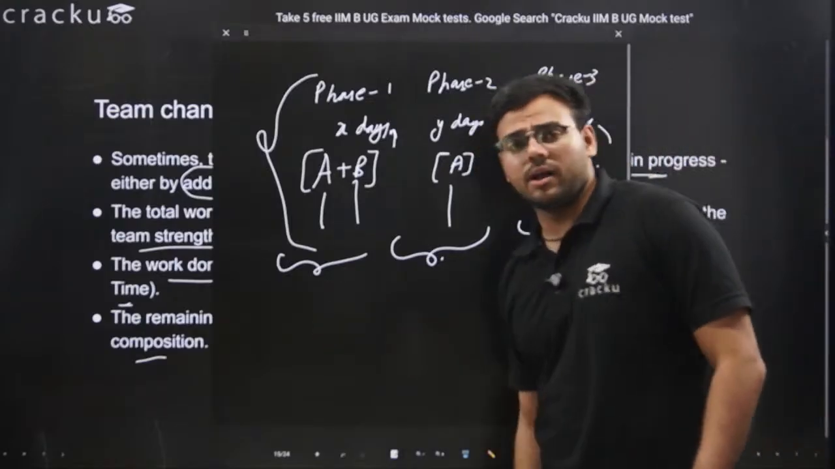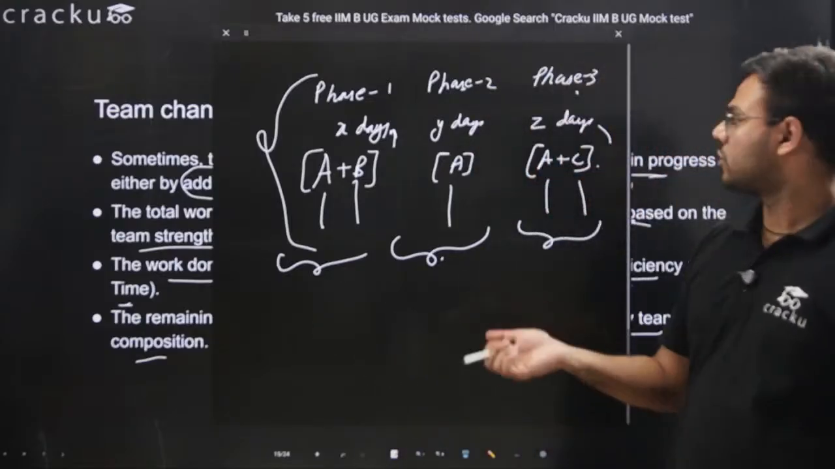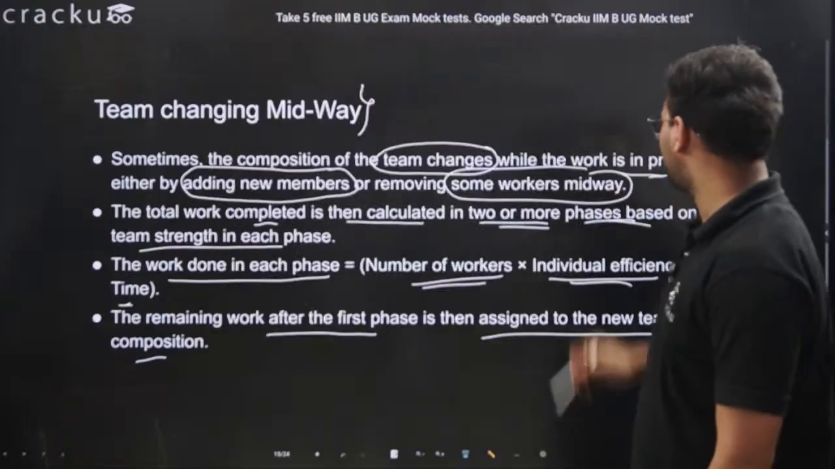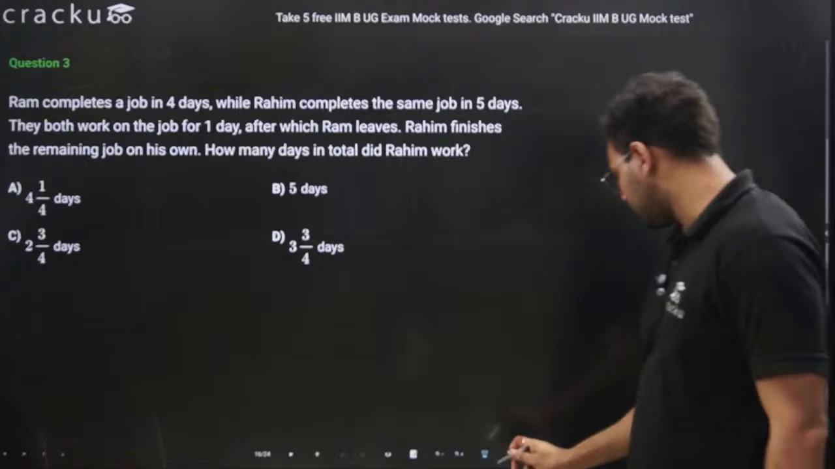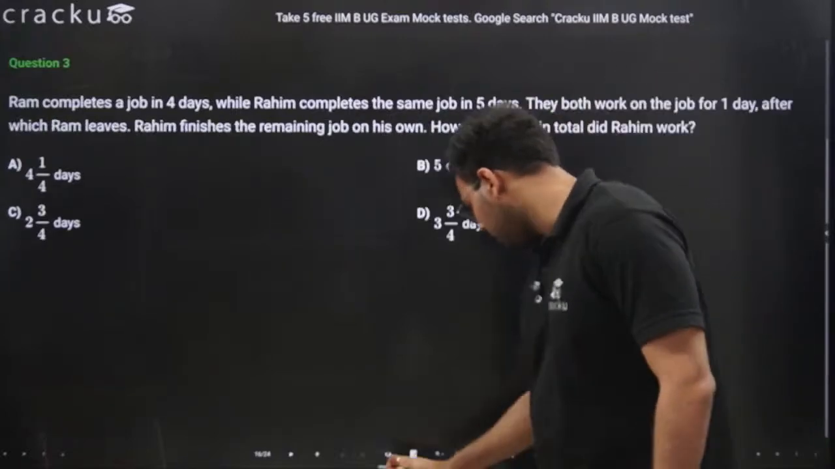It will be better understood when we solve a question on this one. So let's solve a question. So this is the question. You can start solving.